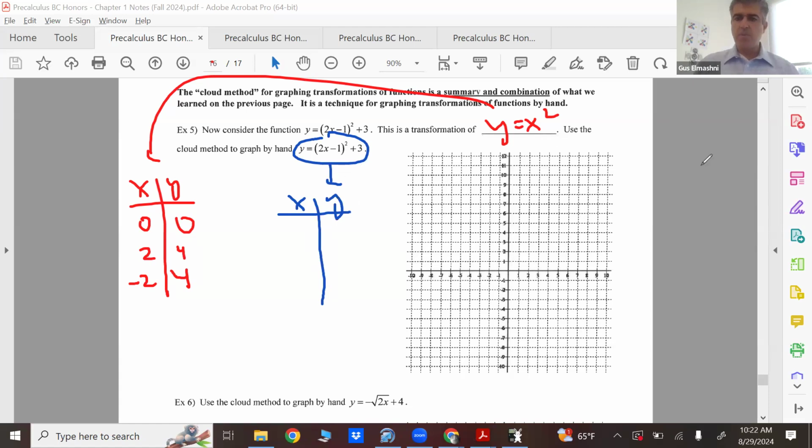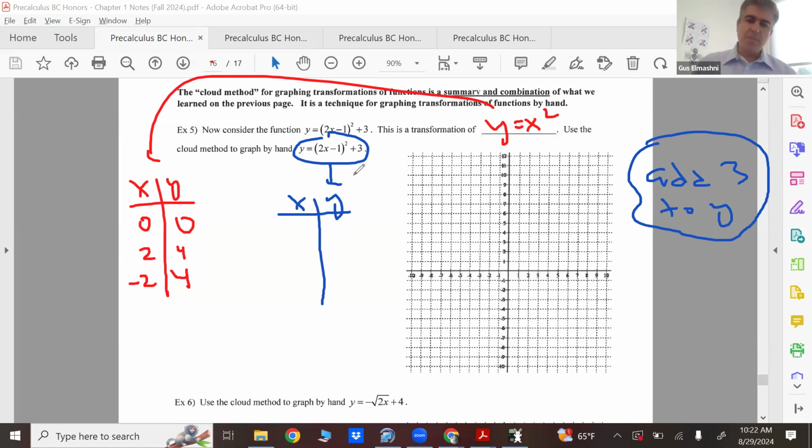So let's talk about the change we're making. We're adding 3 to y, right? I like to call it the cloud method. This is the part that's a little tricky. 2x minus 1 equals 0, or set it equal to a. What's going to happen?